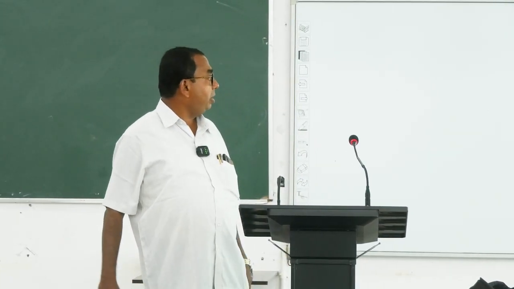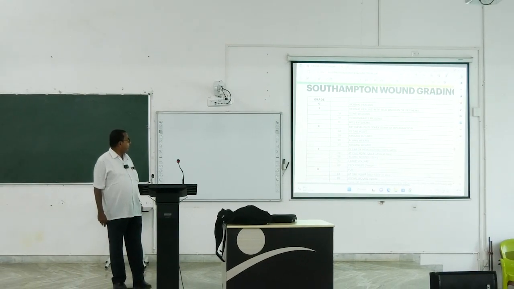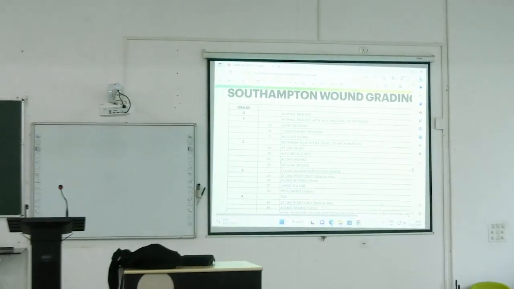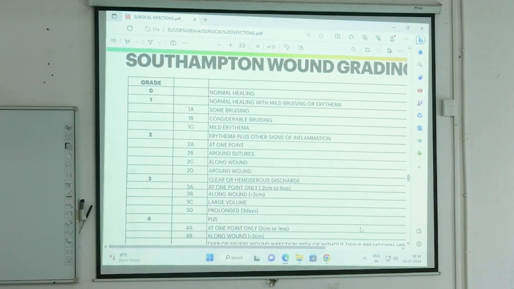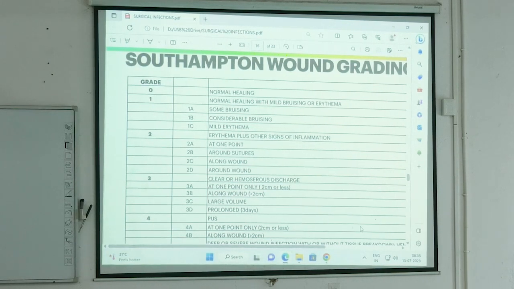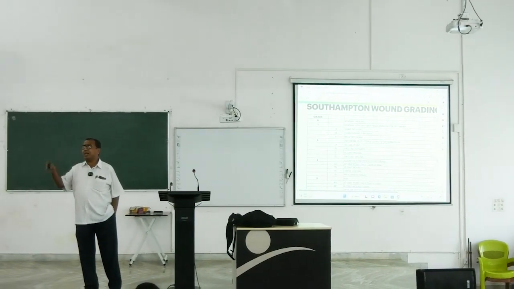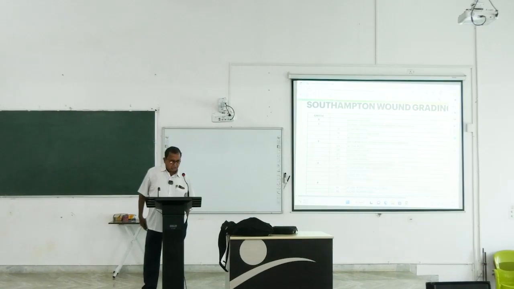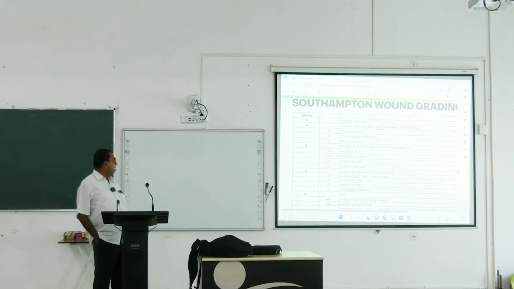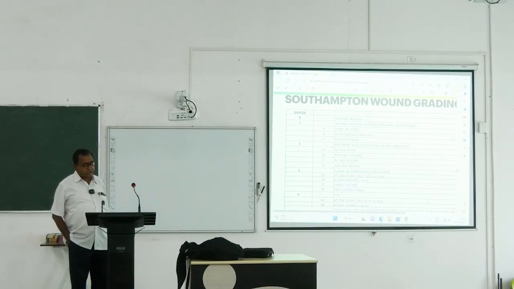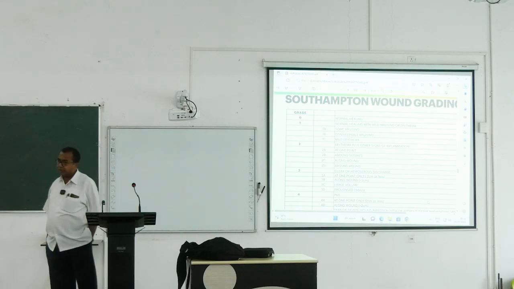Now there is this. This is a big slide. Classification of surgical wounds on the basis of infection. Grade 0, normal healing. No sign of infection. Grade 1, with mild bruising or erythema. What is erythema? Erythema is redness. Grade 1A some bruising, 1B considerable bruising, 1C mild erythema. Number 2, grade 2, it is erythema plus other signs of inflammation.